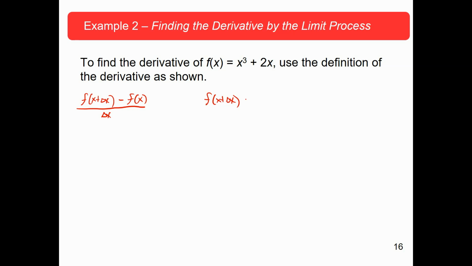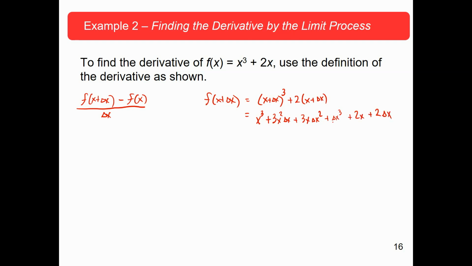That means we're going to have to plug in x plus delta x anywhere there's an x. So (x plus delta x) cubed plus 2 times (x plus delta x). So (x plus delta x) cubed would give us x cubed plus 3x squared delta x plus 3x delta x squared plus delta x cubed. And then we distribute that 2x plus 2 delta x.